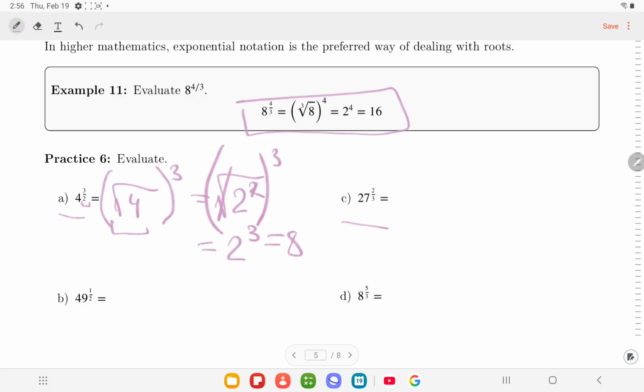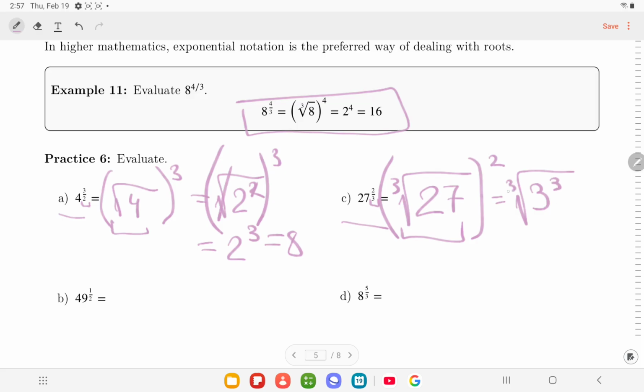And see, here is the same idea. We're looking at 27 to the power of 2/3. So the denominator of the exponent is a 3, so we know that we're taking the cube root of 27 and that it's to the power of 2. And so to find the cube root, we find the number cubed that gives us 27. And in this case, it is 3 cubed. So we end up with 3 squared, which is 9.